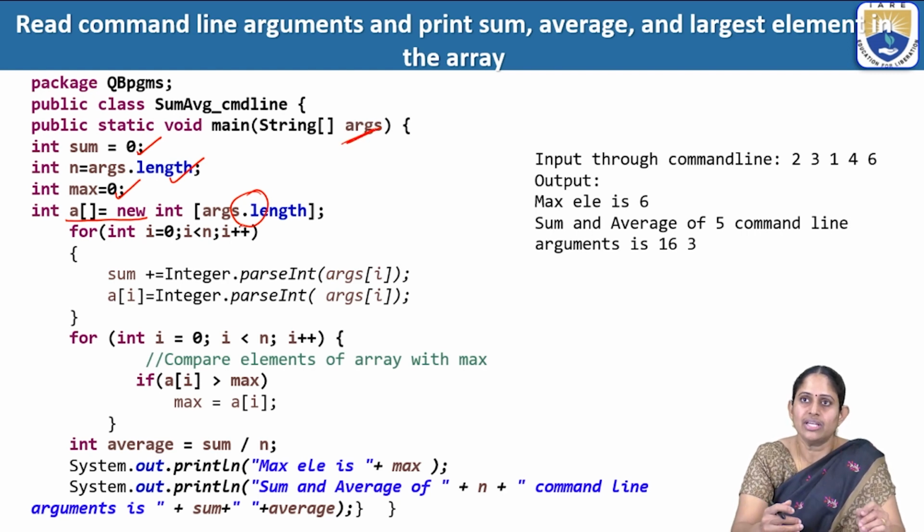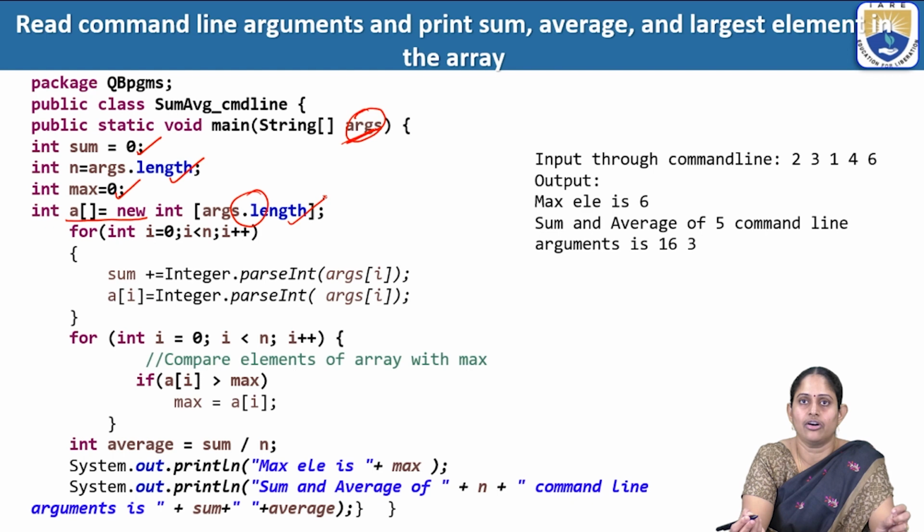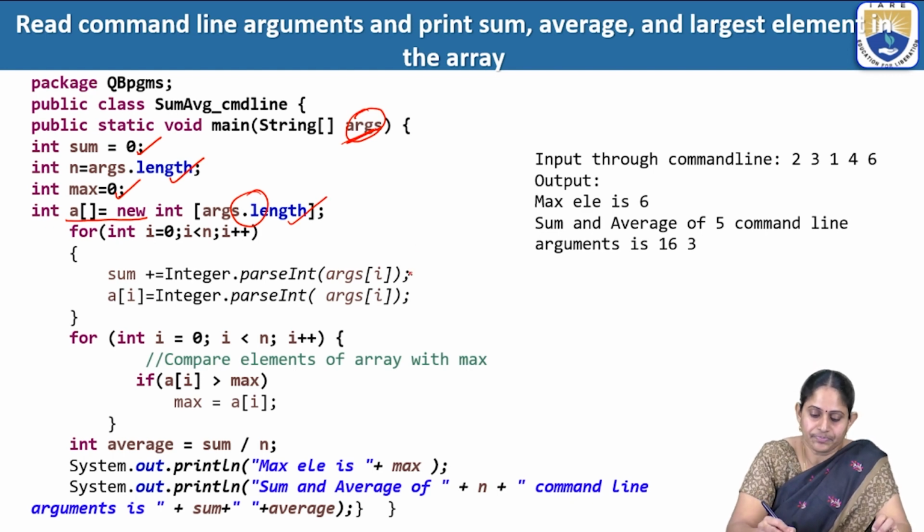So what we have to do here is pass the data through the command line. The elements passed through the command line will be taken into the args array, and this args array we are storing into another array, and then we are processing our result. So here first we are creating an array of the same length as args. And now we have to find the sum, average and largest element in the array.